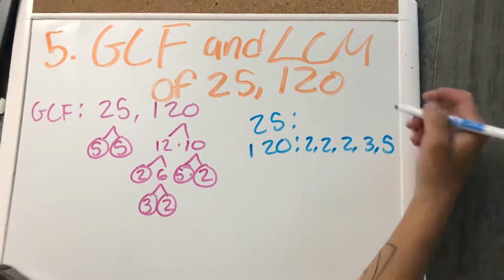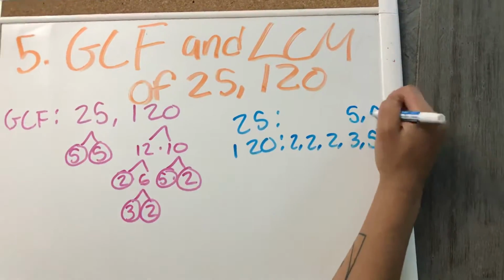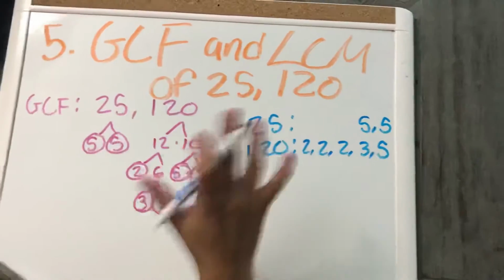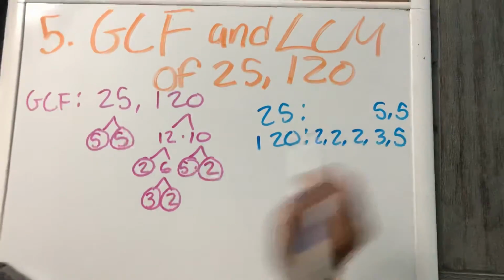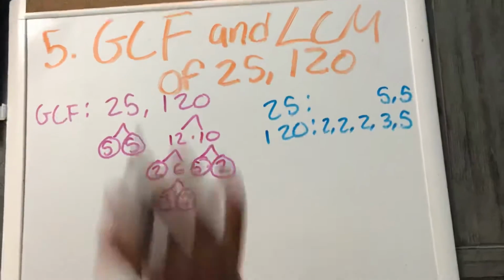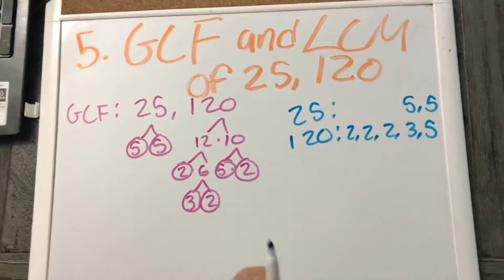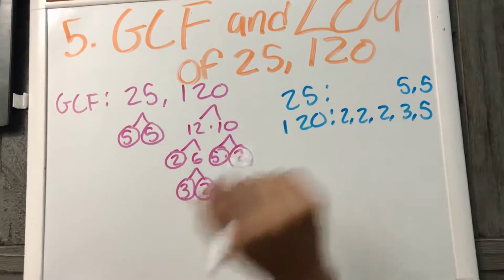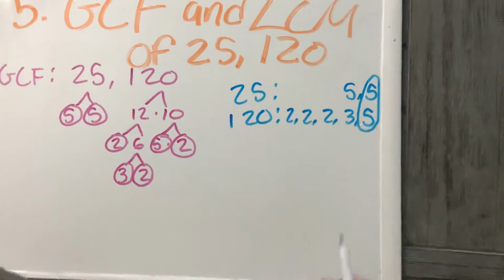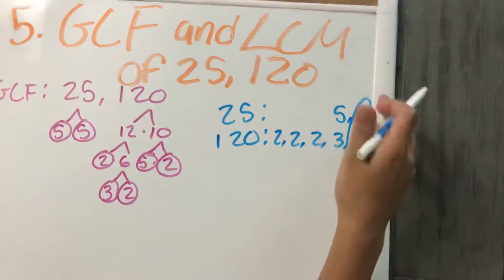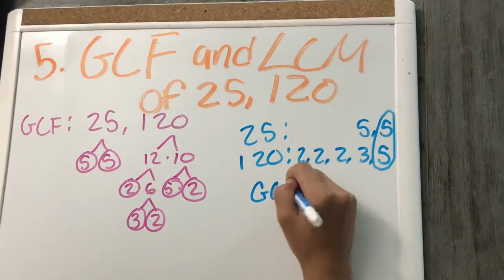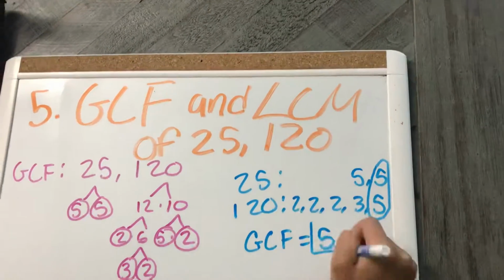Now for 25, we just have 5 and 5. Okay, so we're finding the greatest common factor. Think to yourself right quick. Will we use just what's in common, or will we use what is in common and what is not in common, aka all of them? For the greatest common factor, you only use what is in common, okay? And all we have in common, as we can see from this lineup, is 5. So 5 and nothing else in common, well then our greatest common factor is 5, okay?